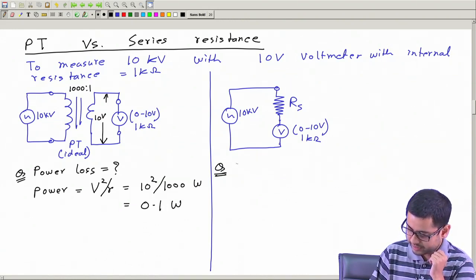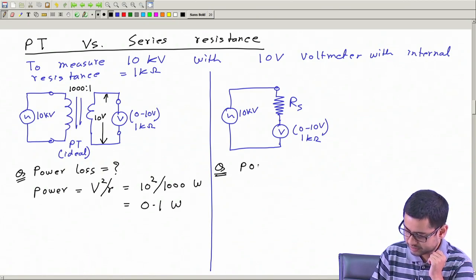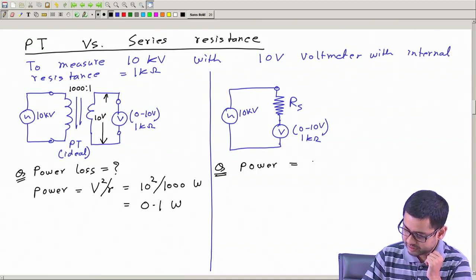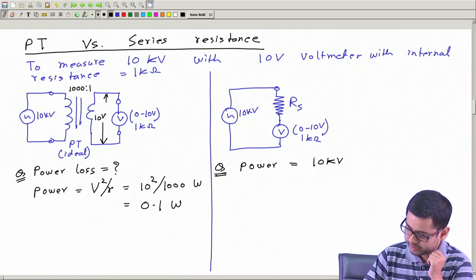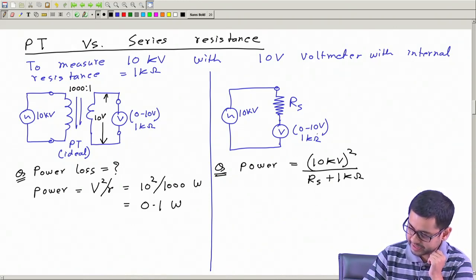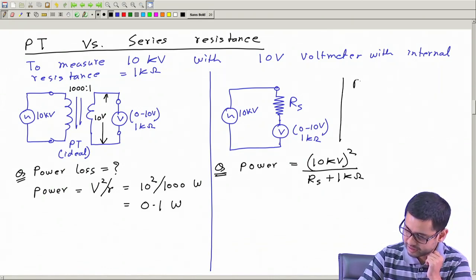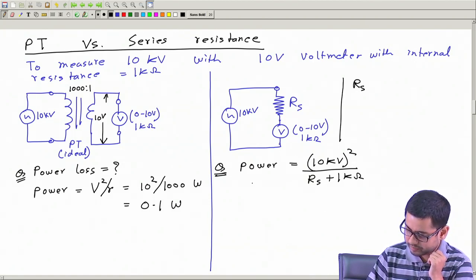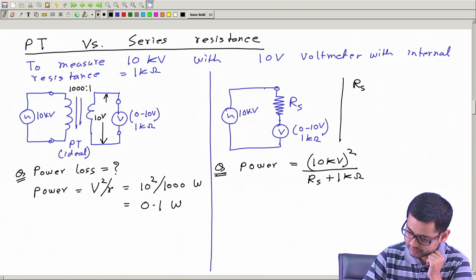Okay, and here power loss is how much? This will be this voltage 10 kilovolt square divided by these two resistances Rs plus 1 kilo ohm. Now how much should be Rs? Let's calculate that first. Rs should be, okay, so this voltage here to here is 10 kilovolt.